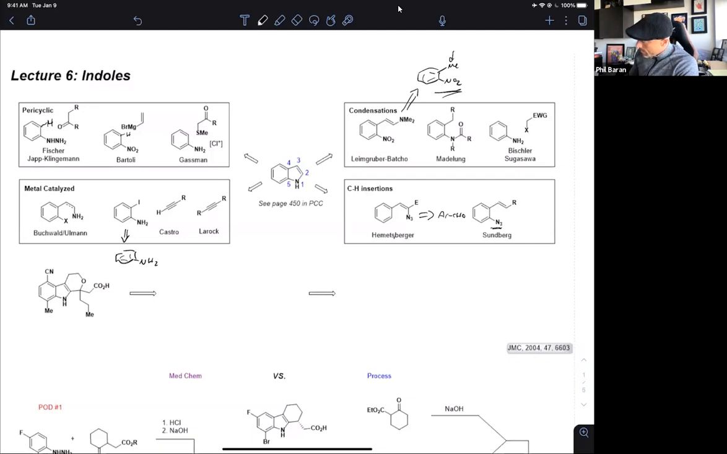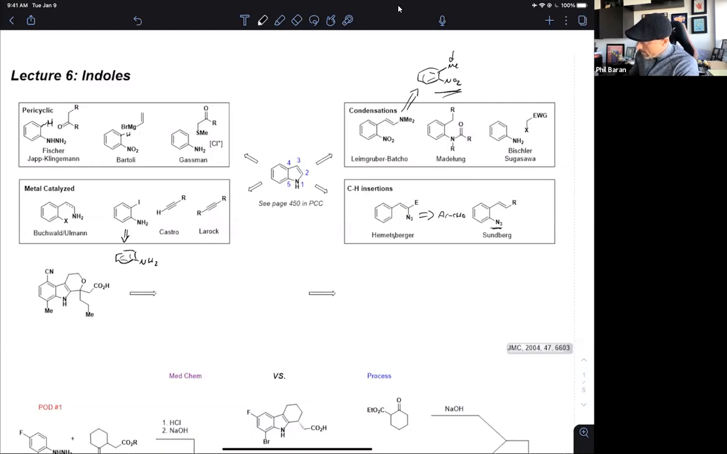So probably of all of these, the most popular is likely the Larock. That's a disconnection you can use quite a bit. Followed by the Fischer, and then maybe Leimgruber, Madelung type, and then finally Hemetsberger, although that latter reaction is best used in a medicinal chemistry context. So with this little background of strategy, let's go right into the case studies.